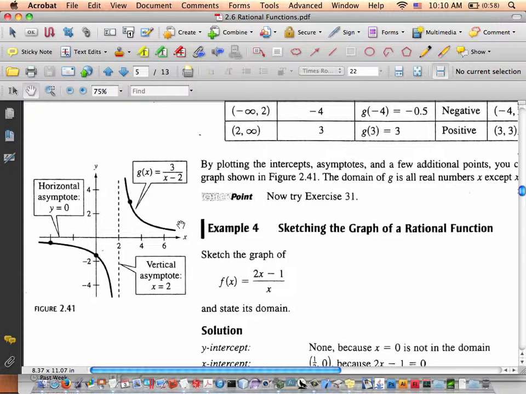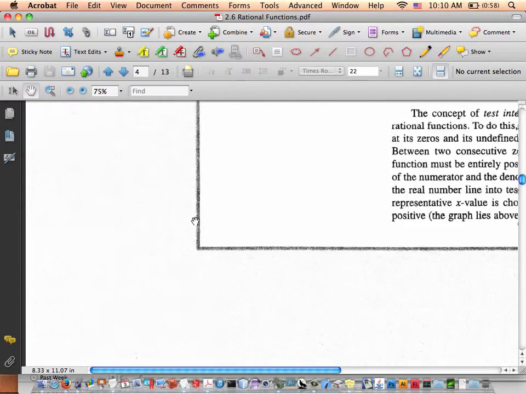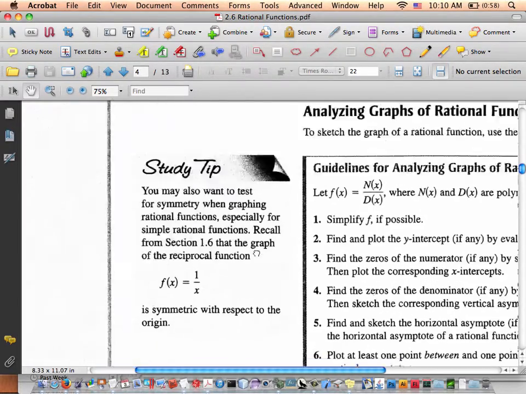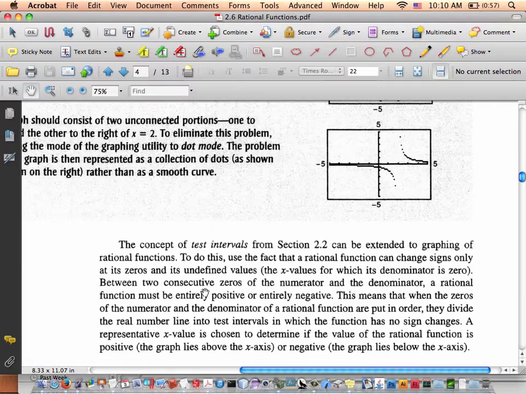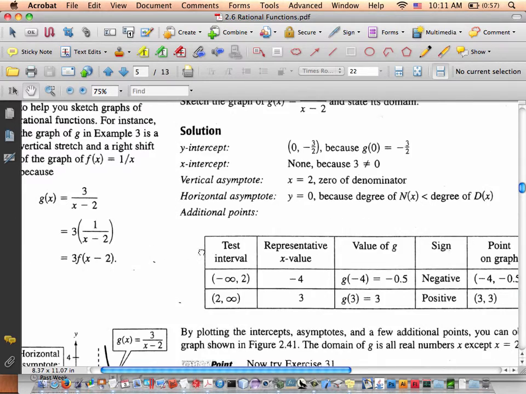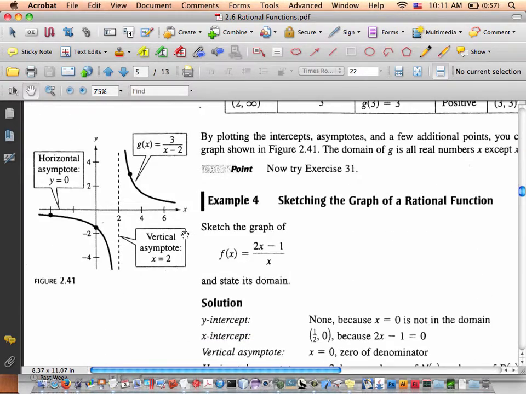How do you get that point over there? This point right here, this is which step? Let's go back up to the guidelines. This is step number 6. Plot at least 1 point between and 1 point beyond each x-intercept. Well, we don't have any, right? So what they're doing now to find that point is they're plugging in x equals negative 2, and they're getting a y value. So yeah, plug something in. Get an ordered pair is what that does.